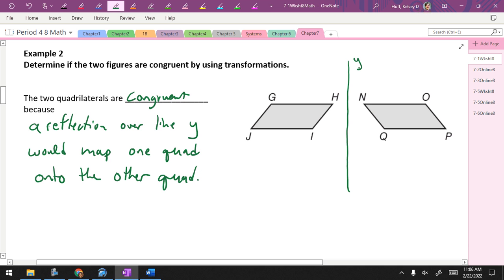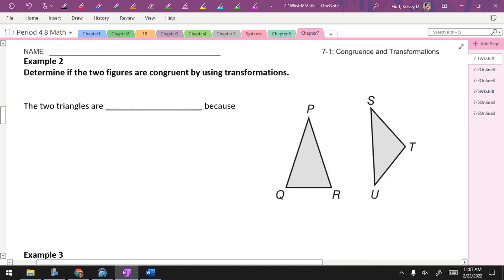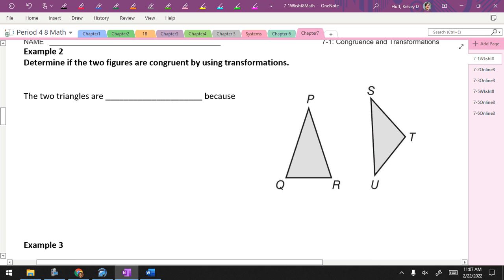Now, you guys have already kind of answered the question I'm about to talk about here, but translations, you probably want to give me some type of arrow to show what you're going to match up, right? Reflections, draw the line that you want it to reflect over. And then Max was really good about telling us degrees and direction on rotations. All right, flip it over. Example 2, do this one on your own. Determine if the two figures are congruent by using transformation. The two triangles are blank because, fill this one in on your own. Can you map one onto the other using transformations?